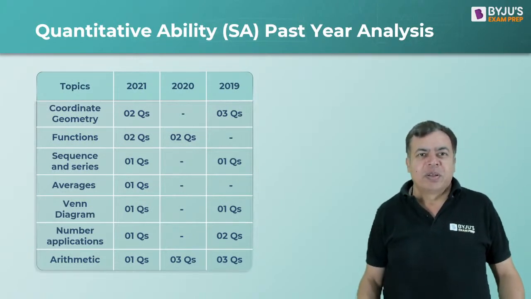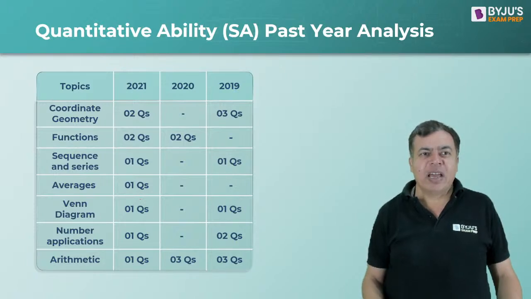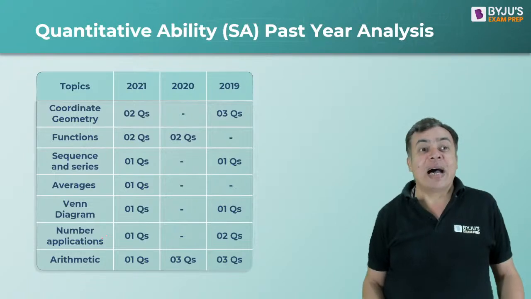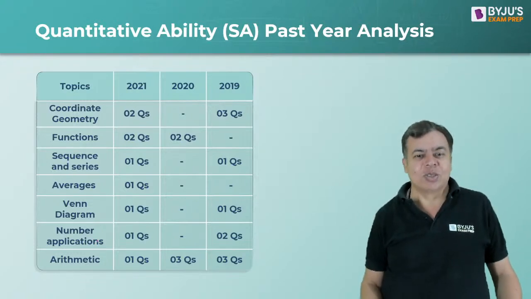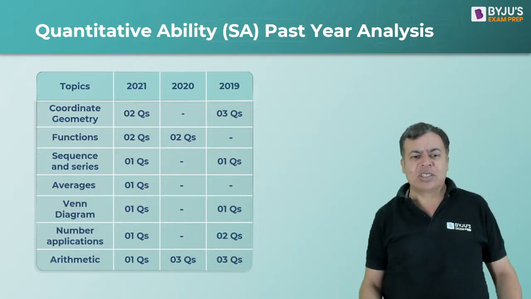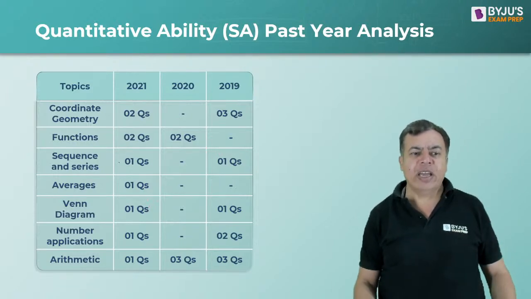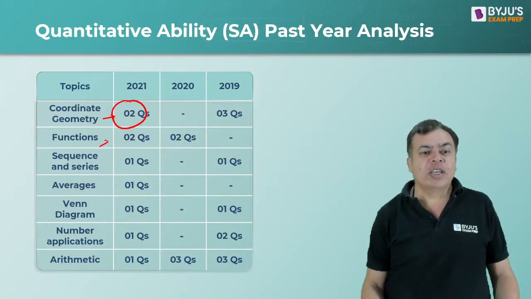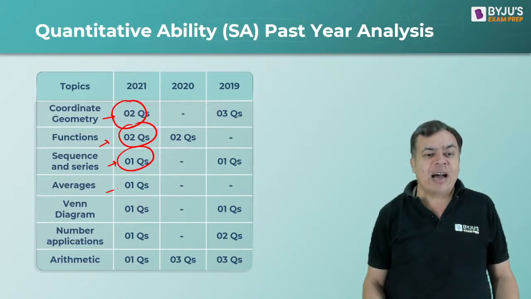Now I'm saying that IPMAT Indore generally asks questions from higher maths. Here you can see that in 2019, 21, let's talk about 21, the latest. Coordinate geometry has two questions, functions two questions, sequence and series one question. Average, Venn diagram, number application.